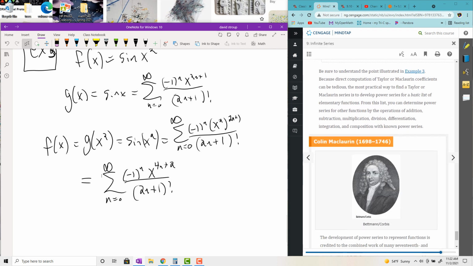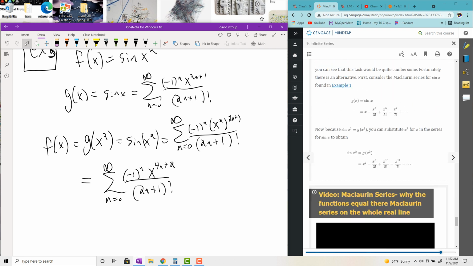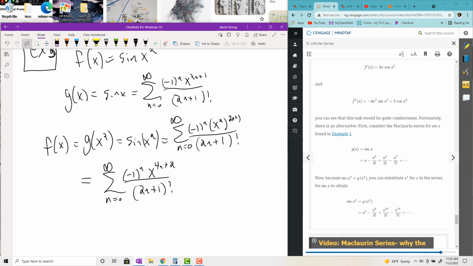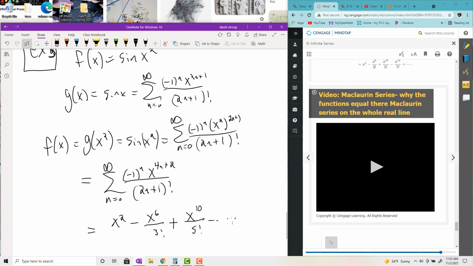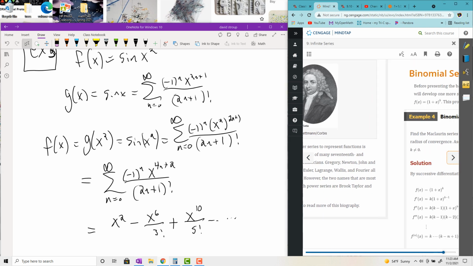You could do the ratio test and determine the interval of convergence. I don't think they asked for that in this example, though. So you could just do a substitution. At n equals 0 it would be x squared all over 1. At 1 it would be minus x to the 6 all over 3 factorial. And then at 2, x to the 10 all over 5 factorial, and so on. So you quickly produce the Maclaurin series representation via substitution.